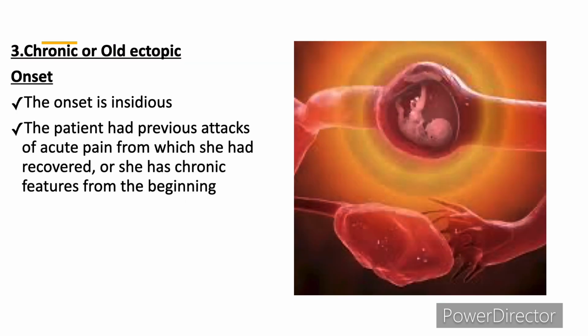Moving on to the next type, that is chronic or old ectopic. The onset is insidious. The patient had a previous attack of acute pain from which she had recovered, or she has chronic features from the beginning.